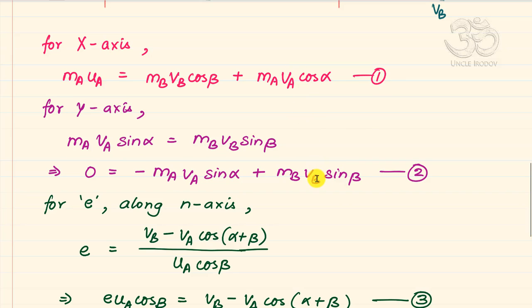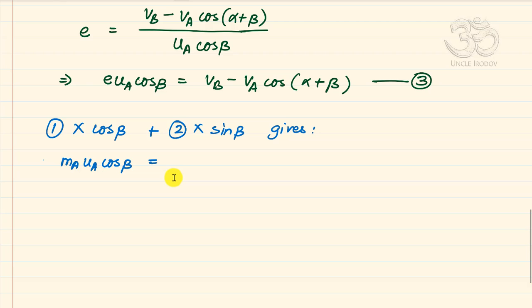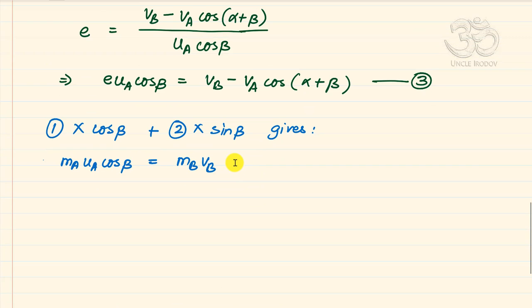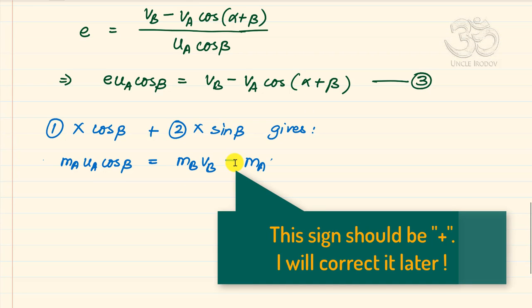And when I add up these two equations, their right hand sides will have mb vb cos squared beta and mb vb sin squared beta. So it will give me just mb into vb. Then the next term, ma va cos alpha cos beta and minus ma va sin alpha sin beta. So I'm going to get minus ma va cos of alpha plus beta. This is what I will get after I manipulate equations 1 and 2 like this.